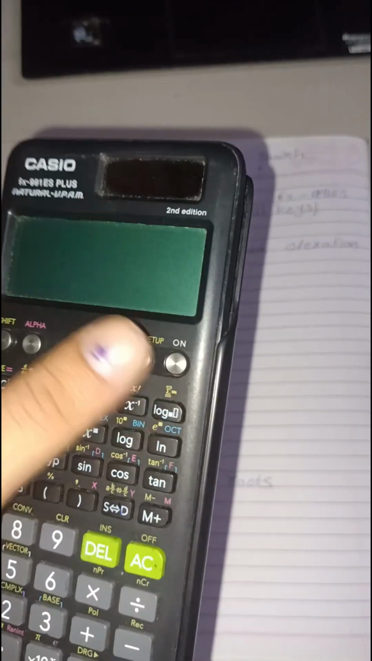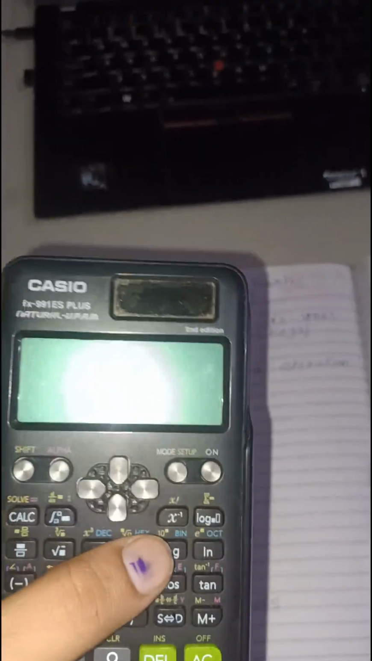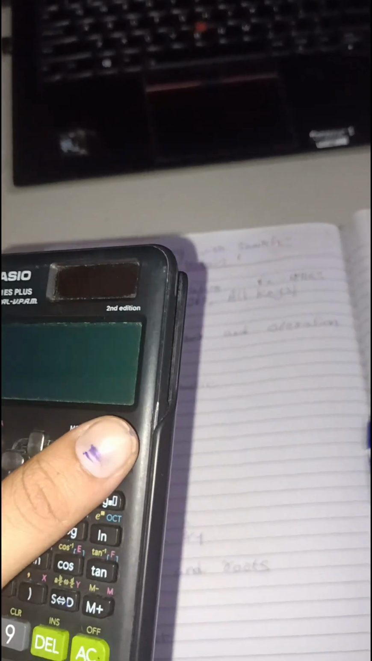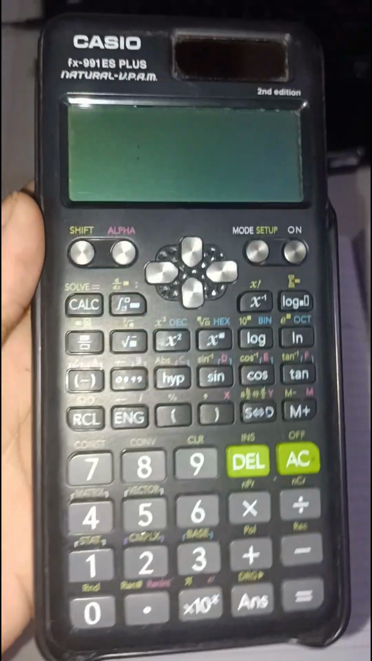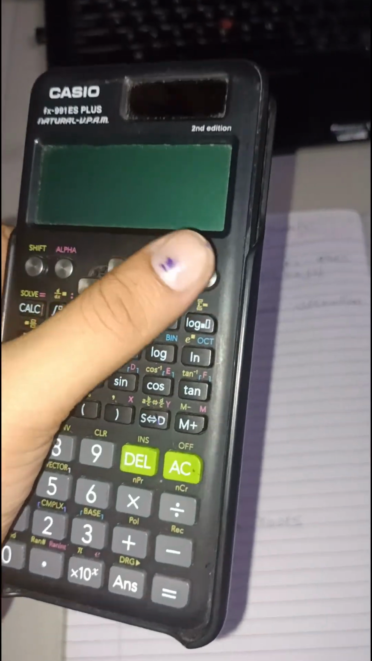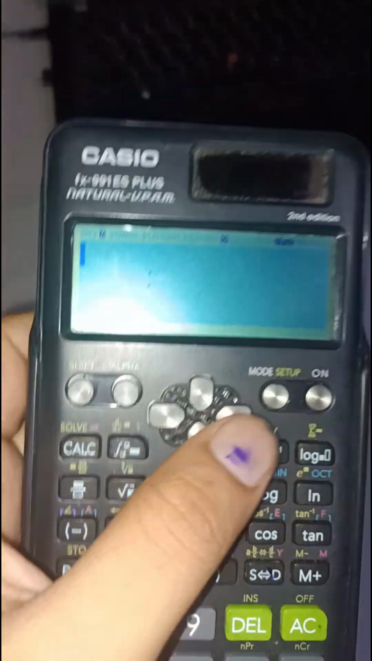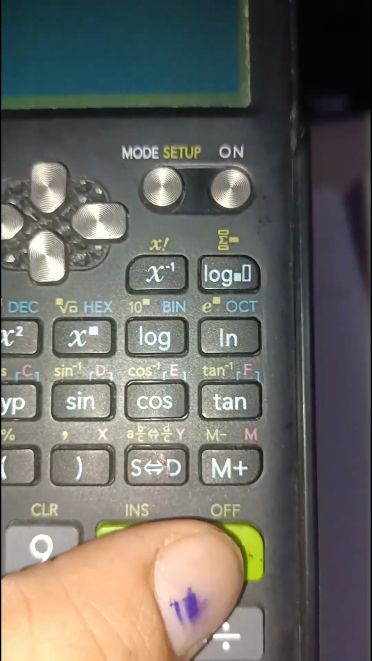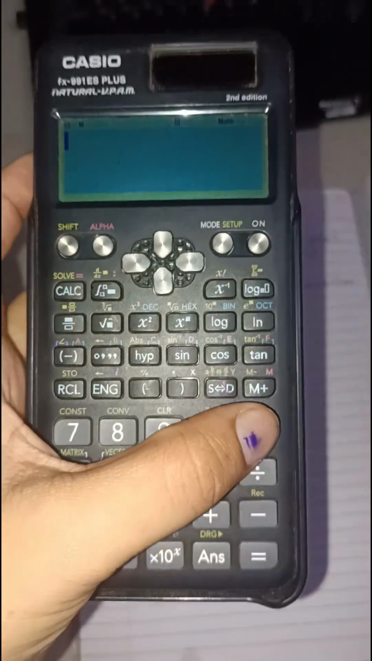Okay, you see the calculator, and first of all, how to turn on this calculator. First you see all the keys. Click on the ON button. You see it is on now. Now click the Shift button, and above AC you see OFF in yellow color. Click it, then it is off.